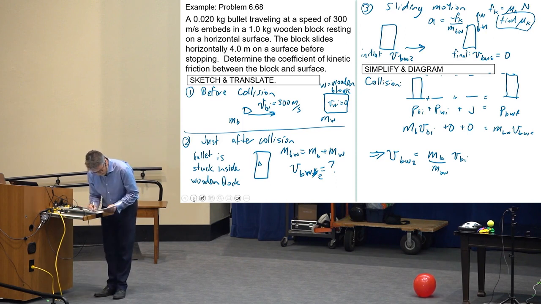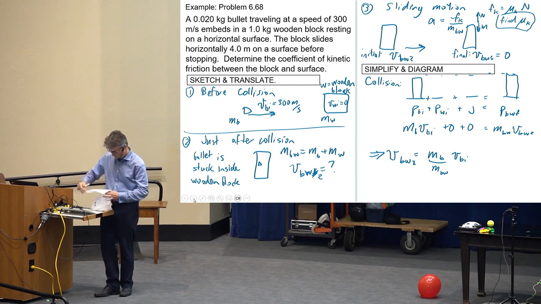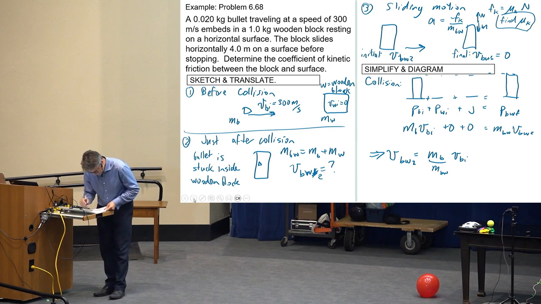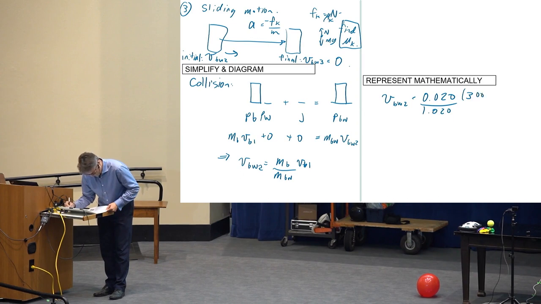So now, let's turn the page. This is 2, I guess. So you can plug it in. 0.020 divided by 1.020 times 300 equals 5.882 meters per second. And so what's known here is V bullet wood 2, and then V bullet wood 3 equals 0.